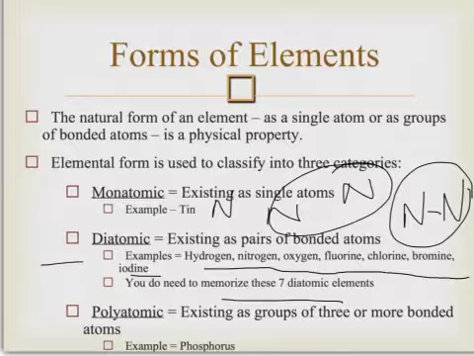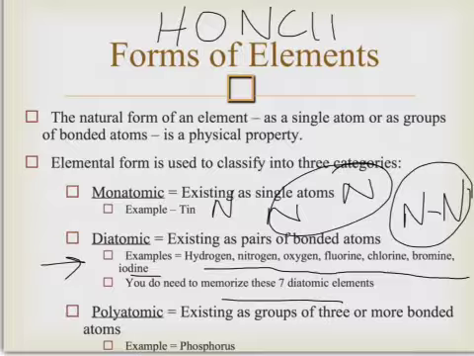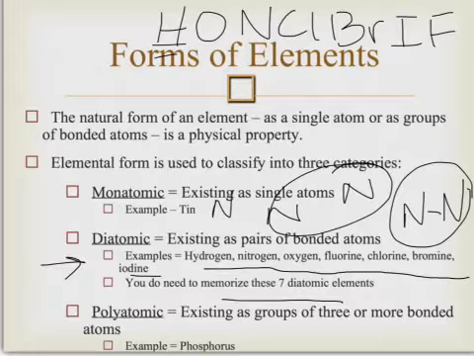Now, in order to help you memorize these 7, there's a funny little acronym called HANCOLBRIF. HANCOLBRIF stands for hydrogen, oxygen, nitrogen, chlorine, bromine, iodine, fluorine. Here are the 7 elements that can never be by themselves. I like to call them the loner elements.